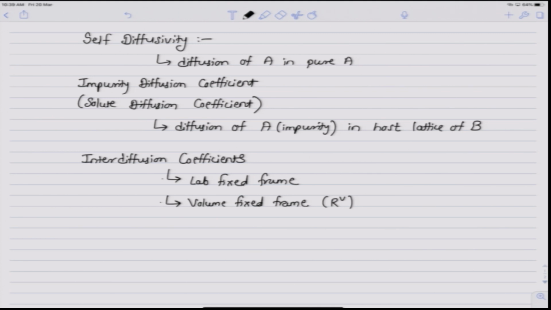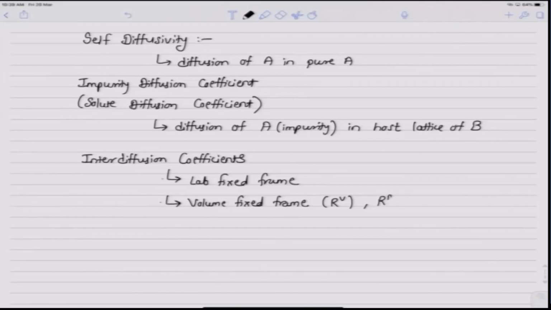We can also define with respect to local center of mass or with respect to local center of number of moles of the components, and those are called mass fixed frame or number fixed frame, and so on. So, those are denoted as Rm and Rn.